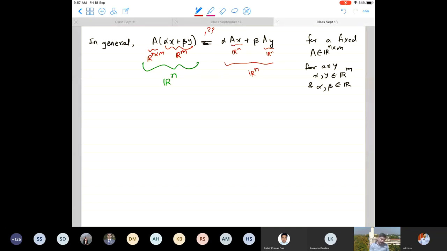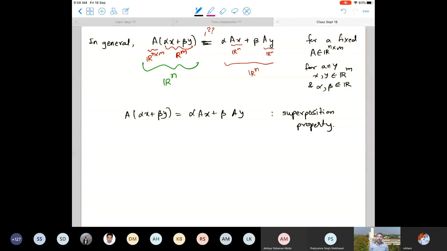So what does this remind you of? Have you seen linear functional? What principle do we call this? Superposition property. Correct. So this looks like a superposition property. But we had seen this superposition property in case of inner products, or in case of linear functionals. Now we are seeing this superposition property for vectors in R^n. Do you see the difference?